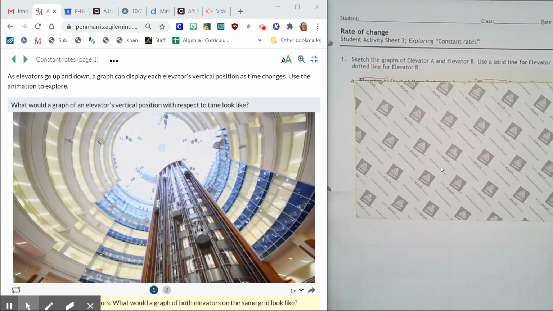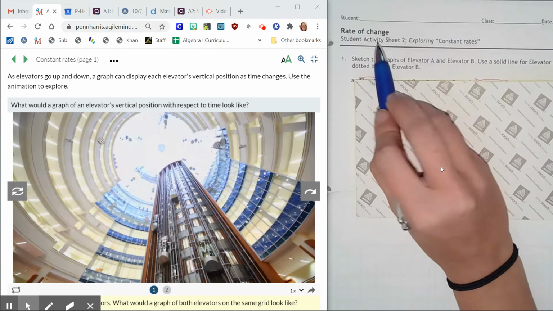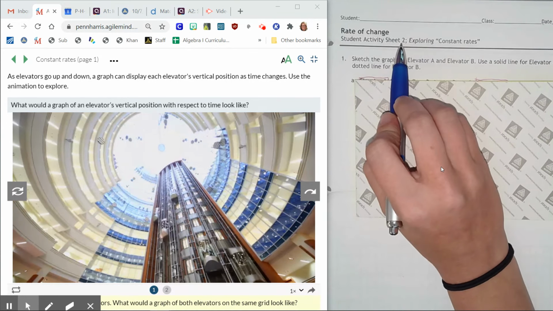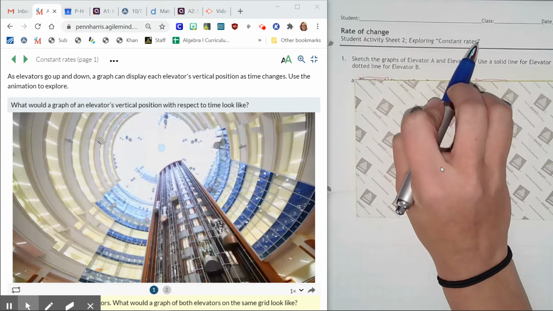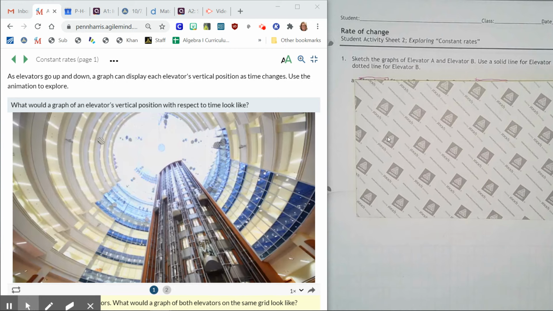This is going to be, again, we're in topic 4, rate of change, and we are on student activity sheet 2, exploring constant rates. We are going to split this into 2 sections. So I'm going to go ahead and do the first section with you guys.